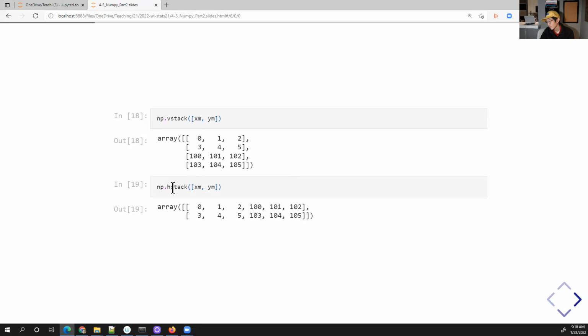Hstack and vstack are kind of like your rbind and cbind that we have in R. And then concatenate is just a generalized version that works for any dimension array. You could actually have a 3-dimensional array and concatenate along axis 2 or something like that, and you could imagine how that's going to work out. And so you can always use hstack and vstack to concatenate vertically or horizontally.